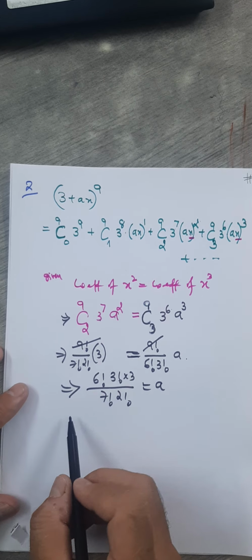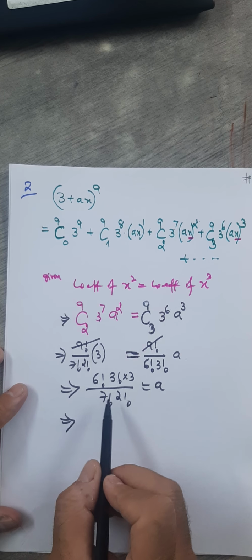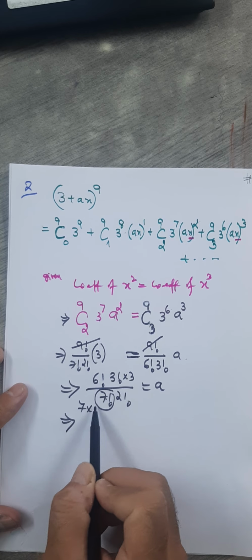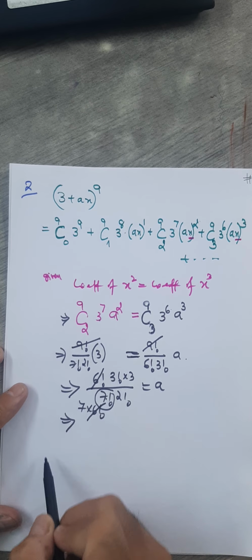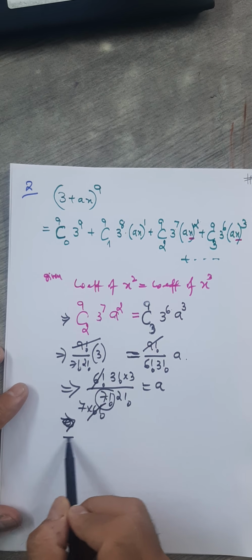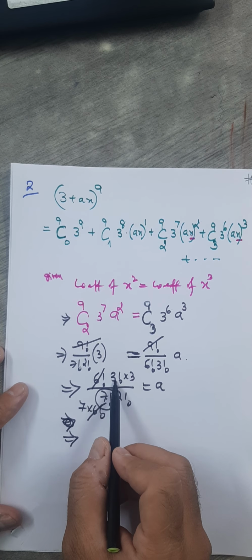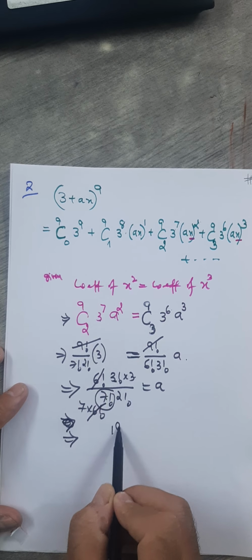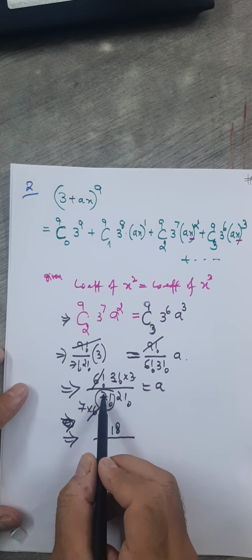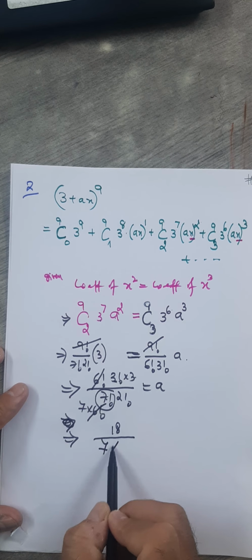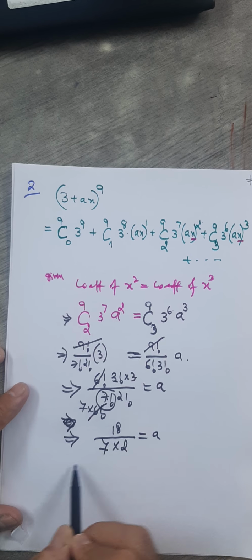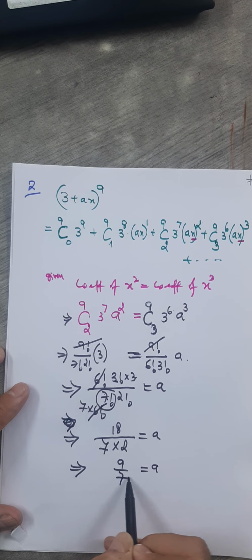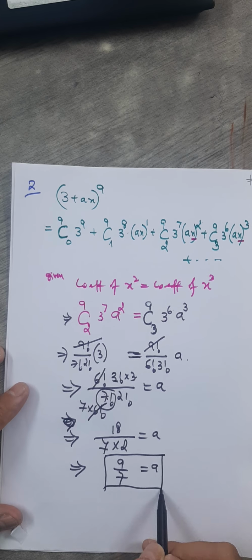You want a, remember, that's the question. 7 factorial you can write as 7 into 6 factorial, so this will get cancelled. Fine. 3 factorial is 6. 6 threes are 18, upon 7 into 2 equals a. So what's the value of a? 9 by 7. That's the value of a here.